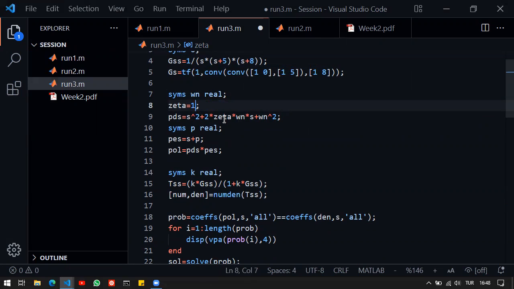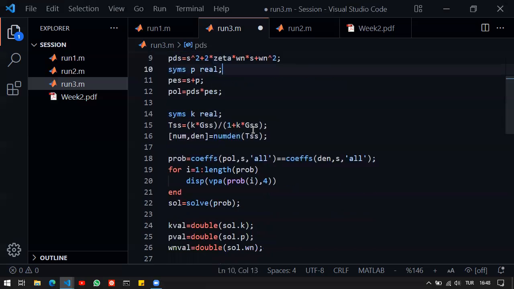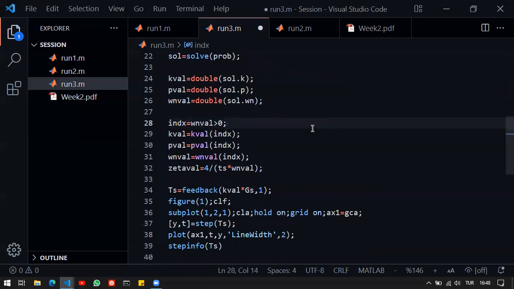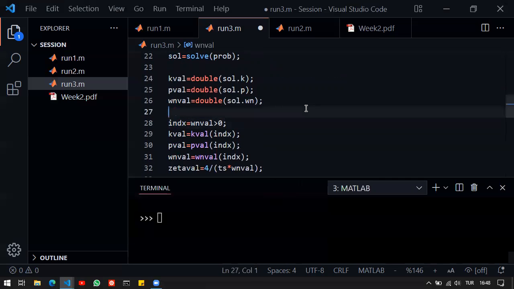Now, this translates into the following. If you have zeta equals 1, you can see that this is basically not s squared plus 2 times omega n times s plus omega n squared. This is s plus omega n, squared. So the solution should be s equals minus omega n twice. And that's it. Therefore, we will have, again, the solution here. Let's see what the solution is.